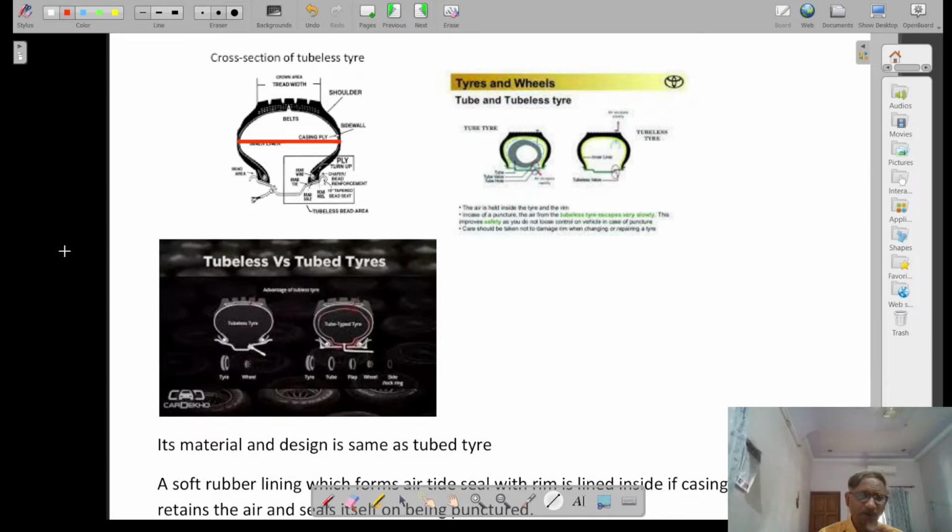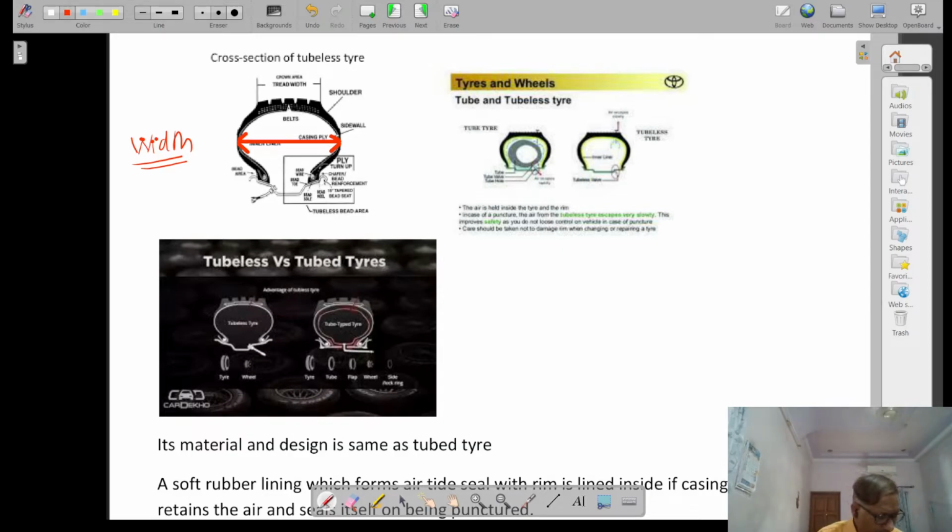This is totally inflated. If it is totally inflated, this is called the width. Once again I am telling you, the width of the tire, understand this: the width of the tire, when it is totally inflated.